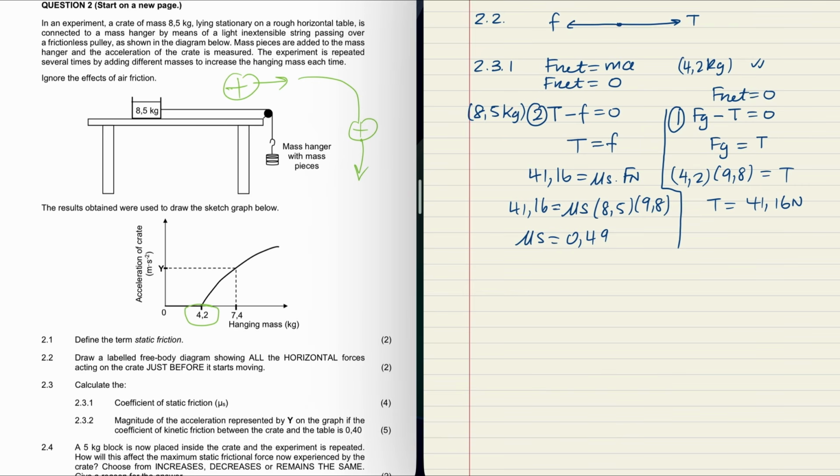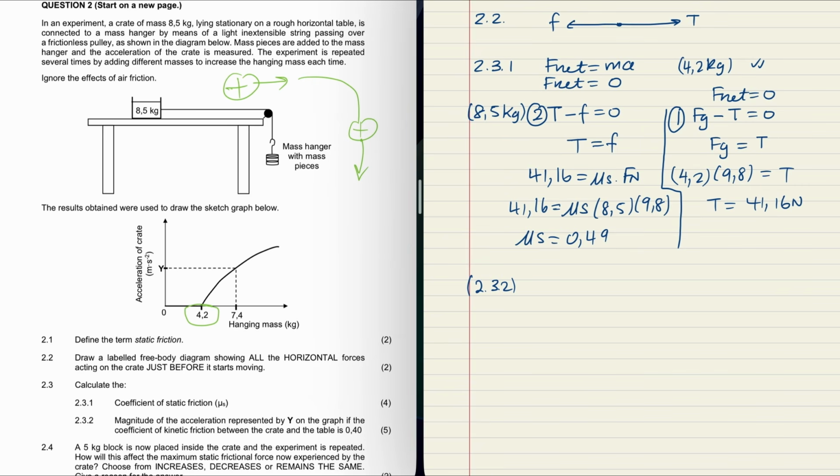Now, question 2.3.2: calculate the magnitude of the acceleration represented by y on the graph if the coefficient of kinetic friction between the crate and the table is 0.40. Now what we'll do here is we will repeat the process.